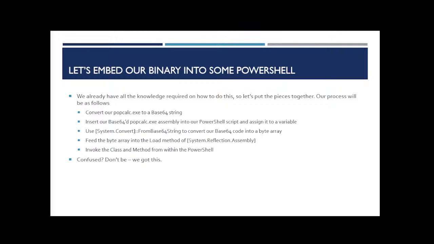So this is the process. We are going to convert popcalc.exe to base64. We're going to insert the base64 popcalc assembly into our PowerShell script and assign it to a variable. We're going to use System.Convert FromBase64String to convert our base64 code into a byte array. We're going to feed that byte array into the Load method of System.Reflection.Assembly. Then we're going to invoke the class. Sounds like a lot. It's not. So, one byte at a time.